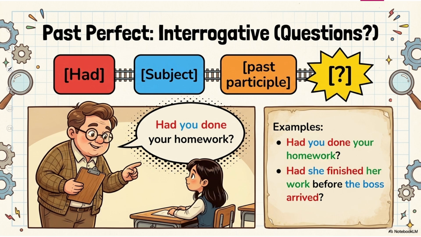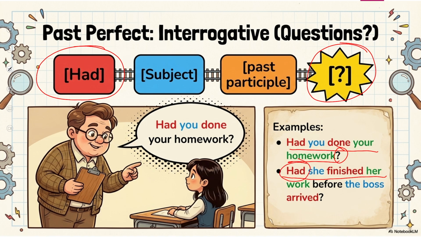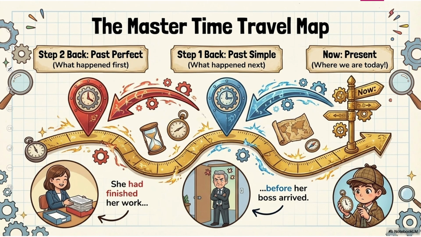When you have to make it interrogative, you just place auxiliary verb in the start and the remaining formula will be same, and in the end you add question mark. For example, had you done your homework, and lastly you can see question mark. In the second example, had she finished her work before the boss arrived? Here the word had, which is an auxiliary verb, comes in the start, which makes it interrogative sentence.